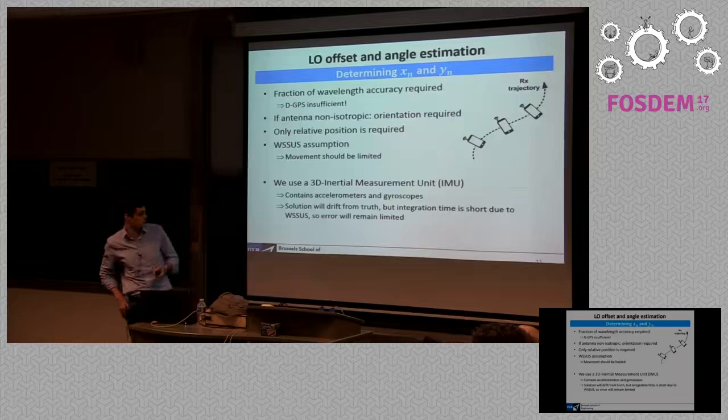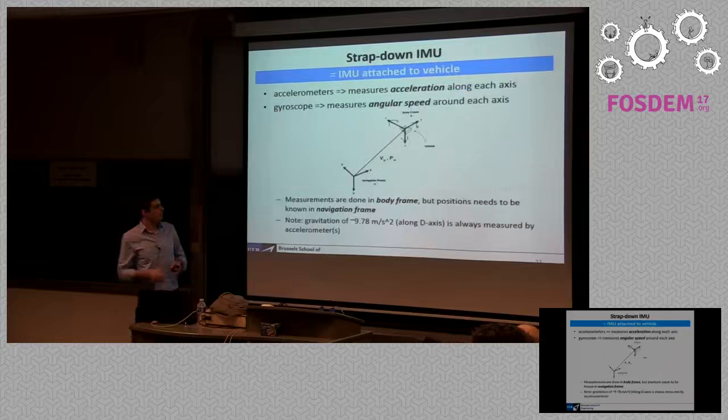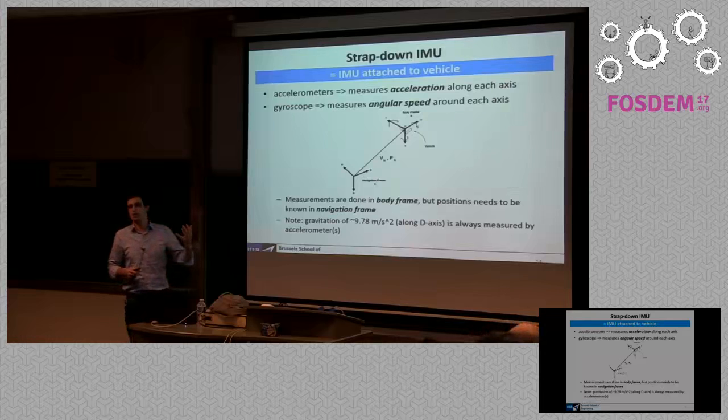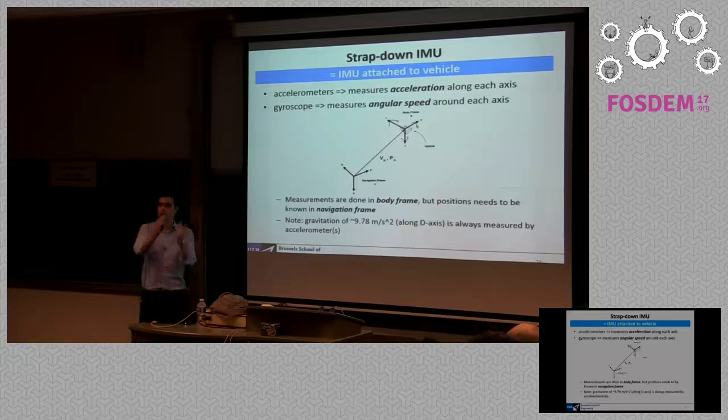So an IMU basically works as follows. You have this IMU which is attached to your vehicle. In our case, the vehicle is just the phone we're moving around. It gives you the acceleration and the angular speeds along each axis in the reference frame of the IMU. So if you turn your IMU around, you're turning your reference frame around. So you need to somehow convert this to a navigation frame, which is the absolute frame you're working in.